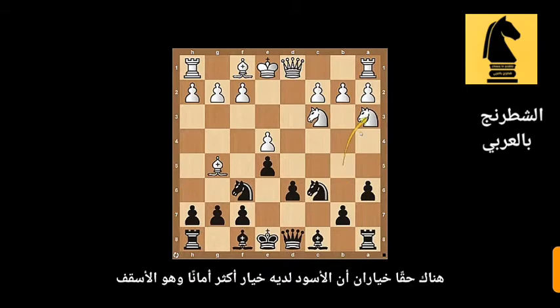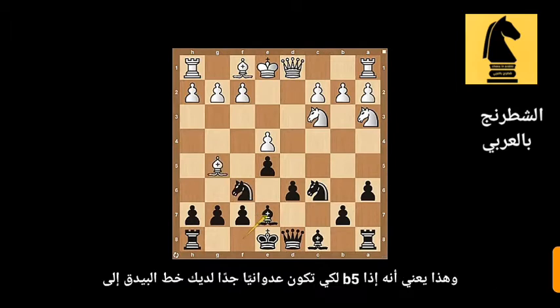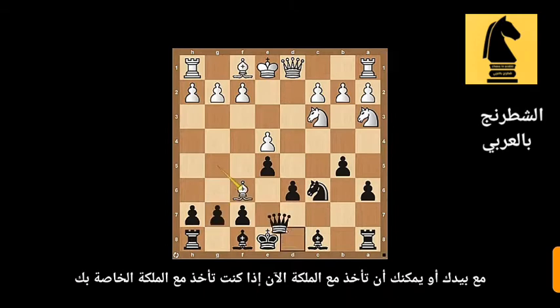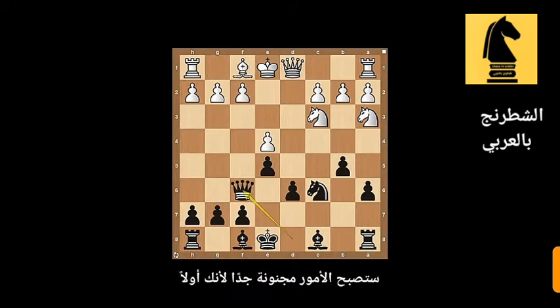There's really two options that black has. He has the safer one, which is bishop to e7, stops bishop coming here and having to take with the pawn. If you want to be pretty aggressive, you have the line of pawn to b5. And this says that if the bishop takes here on f6, then you have two options. You could either take with your pawn or you can take with your queen. Now, if you take with your queen, because you don't want to have double pawns here on the f-file, just know that things are going to get pretty crazy.